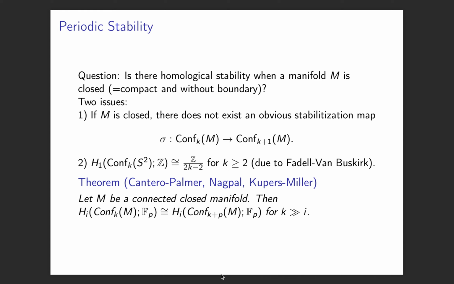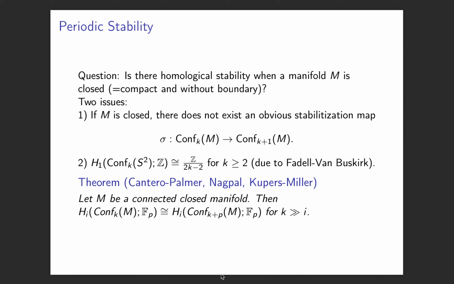And I think it's a reasonable question to ask if there's some sort of stabilization map between the configuration space of k points on M and the configuration space of k plus p points on M, which induces this isomorphism.